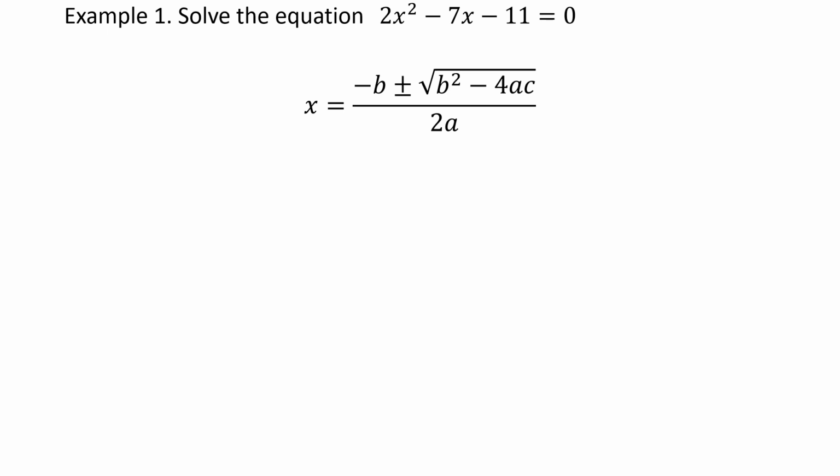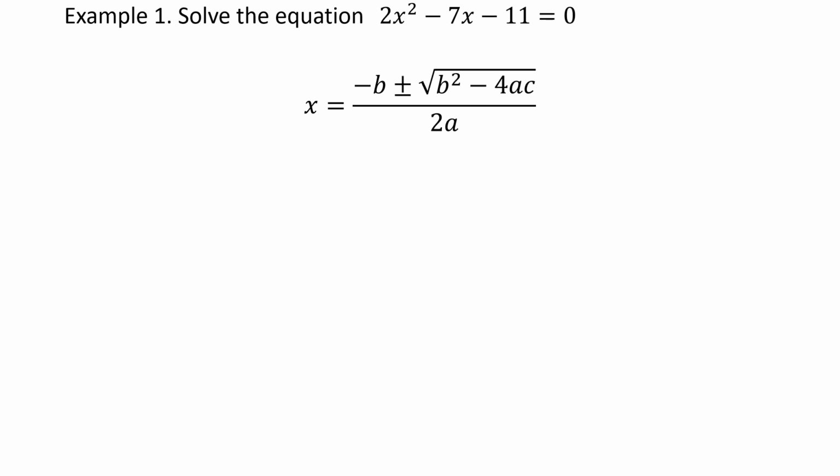The formula is x is equal to minus b plus or minus the square root of b squared minus 4ac all over 2a, where a is the coefficient of x squared, b is the coefficient of x, and c is the constant or the coefficient of x to the 0.